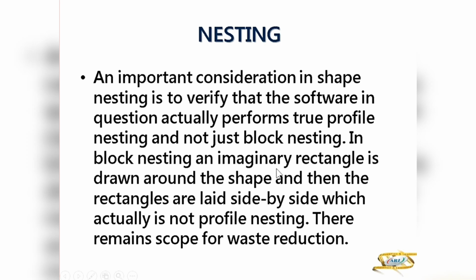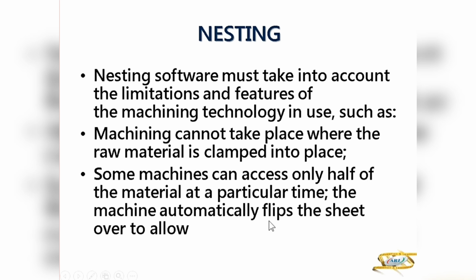Block nesting is an imaginary rectangle which is drawn around your shape, and then rectangles are laid side by side. Profile nesting is basically for your odd shapes. So here you are reducing your wastage. It also takes into account your limitations and features, like machining cannot be done when your raw material is clamped into one place. Suppose your steel plate is clamped in one place, then you cannot do nesting and machining.